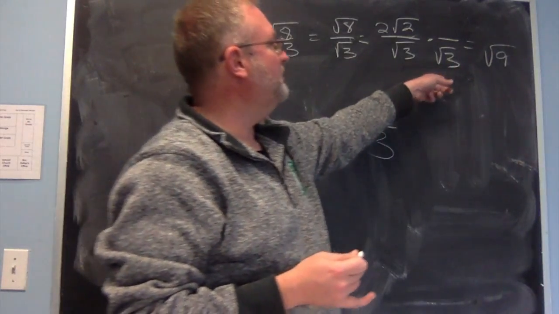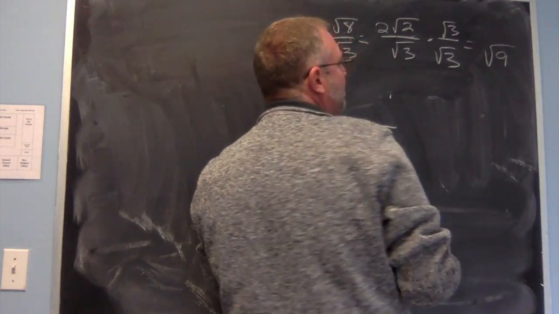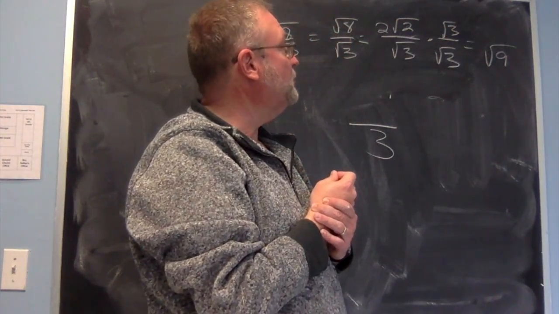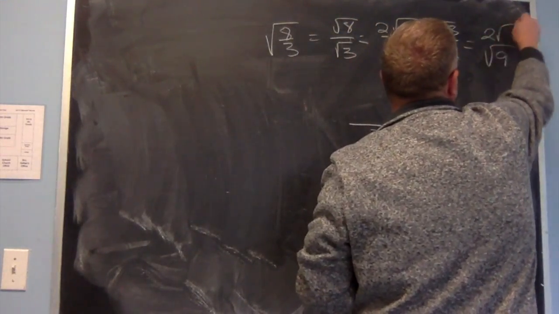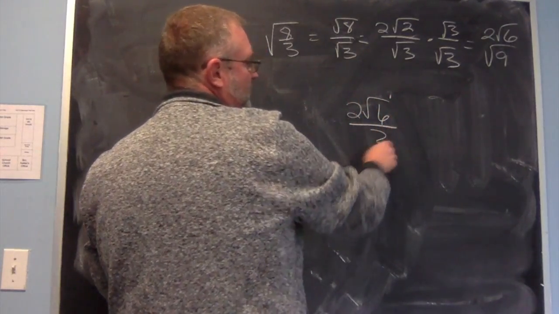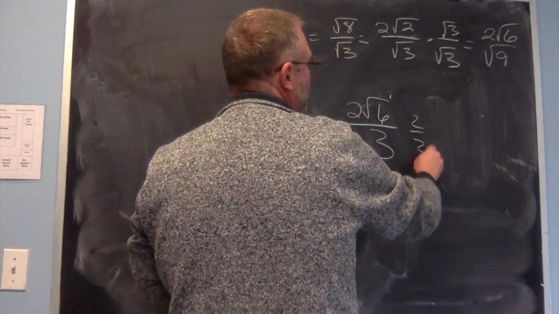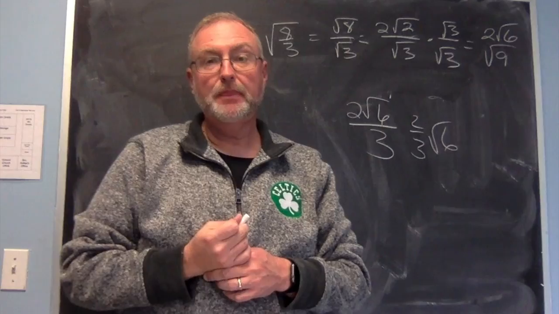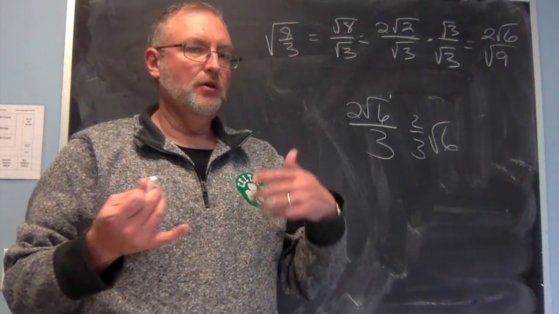But whatever we did to the bottom, we have to do to the top. So I go back up here. If I multiply the denominator by the square root of 3, I have to do that to the numerator too. Now 2 square root of 2 times the square root of 3 would equal 2 times the square root of 6. All right? Then when I come down here, I have 2 square root of 6 over 3, or you could write it as 2/3 times the square root of 6, but both of those are the same answer.